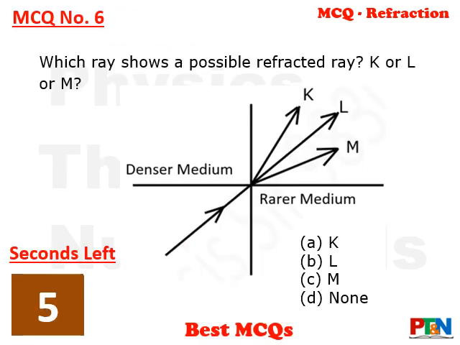Next MCQ. From the ray diagram, among the three refracted rays K, L, M, find out which one is the correct ray in case the upper medium is a denser medium. Which one is the possible refracted ray? Your timer for 5 seconds starts now, an easy one.